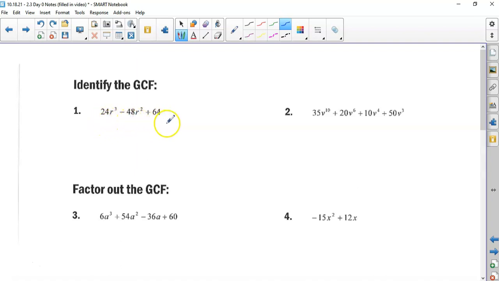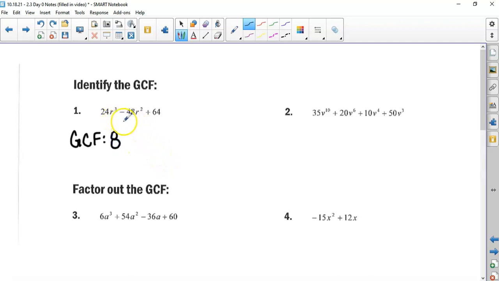We have 24, 48, and 64. So we have two coefficients that are numbers, and then we have a constant term. Pay attention to the numbers first. So I'm asking myself mentally, 24, 48, 64. What is the largest number that goes into 24, 48, and 64? The answer is 8. So in terms of identifying, we're not actually doing any work. It just said to identify. So I know 8 is going to be part of my answer.